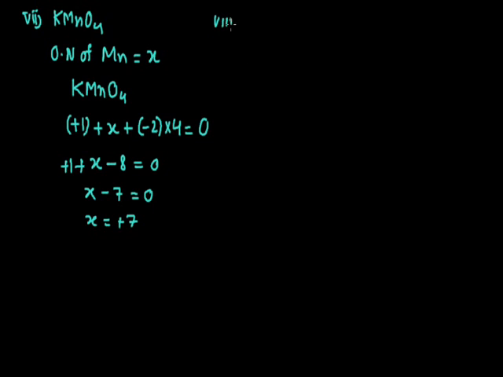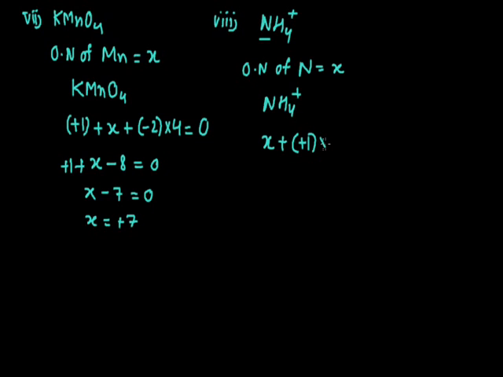Now another example: in NH4+, that is the ammonium ion, we have to find out the OS of nitrogen. Suppose the oxidation state of nitrogen is X. According to the formula NH4+, we put the oxidation number of nitrogen as X, plus the oxidation number of hydrogen, which is +1. Here 4 atoms of hydrogen are present, so we multiply by 4, and this equals the total charge, which is +1 according to the formula.